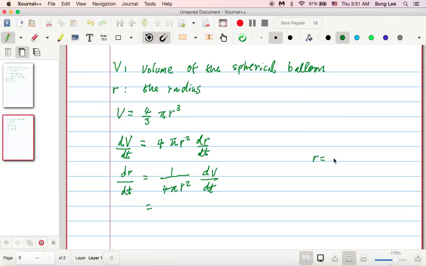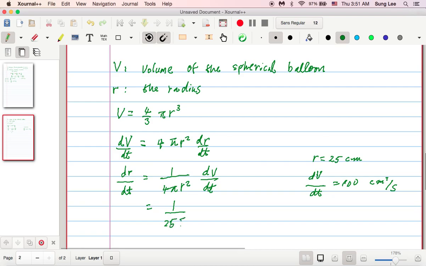So r equals 25 centimeters, and dV dt equals 100 cubic centimeters per second. Okay, so you put these quantities here for r and dV dt, and we get 1 over 25 pi. The unit is going to be centimeters per second. Okay, so that's a pretty straightforward question. Okay, so next question.